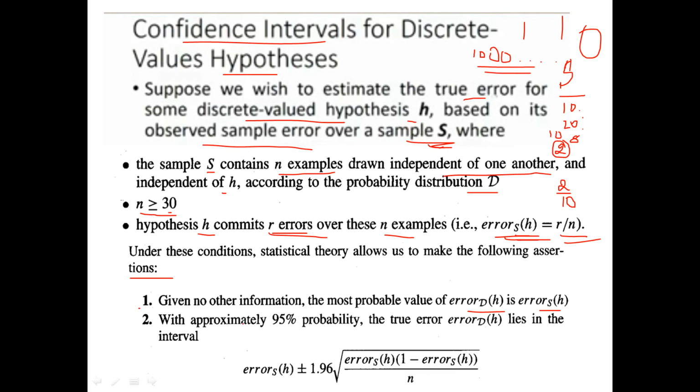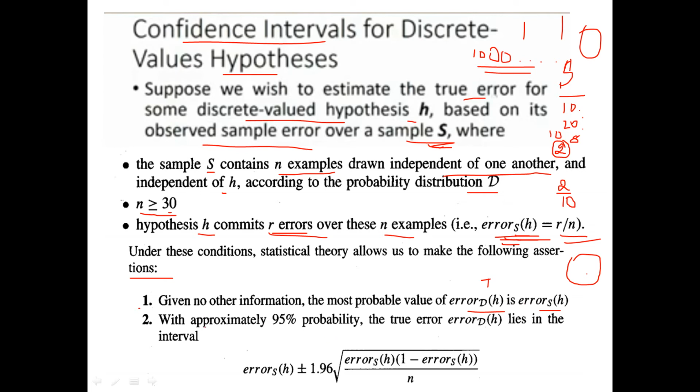Now what we are telling, with this sample, the error you identified, r by n. Now we are going to say that when you consider the entire population and identify the true error, that true error also will be almost equal to your sample error only, right? The probable value of error D is what? This is the true error. So what we are telling is that the true error is almost the same as your sample error.